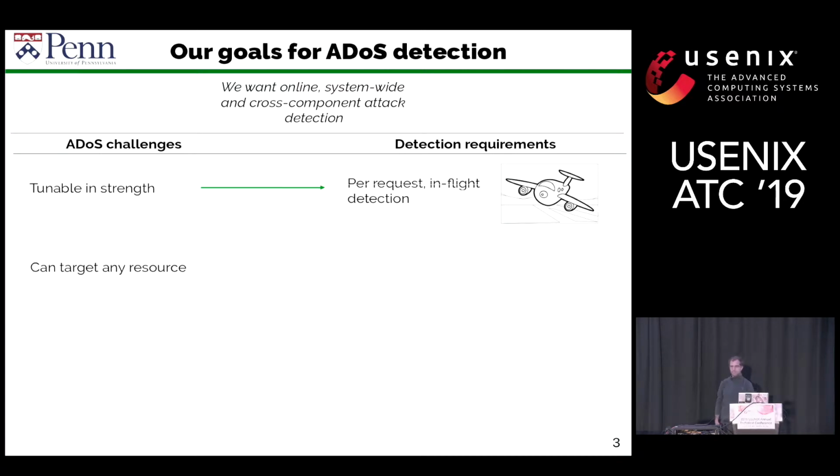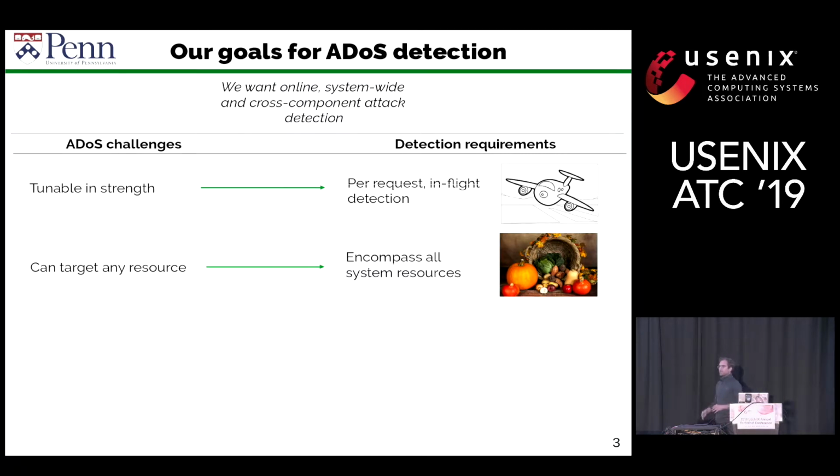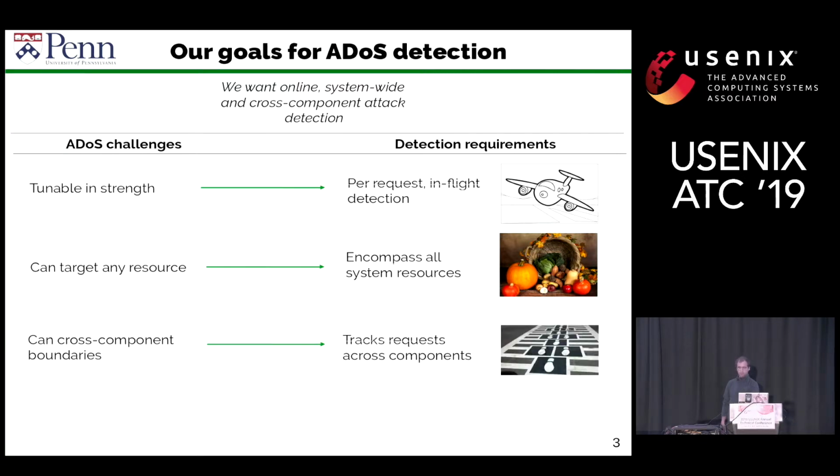The second thing is that those attacks can target any resources: bandwidth, memory, CPU, cache entries. So we really wanted a system which can encompass all the system resources. The third point is that those attacks can cross component boundaries. So assume a system where you have an HTTP front-end maybe and some business logic and a database. Your request can be crossing all those different components, and the sum of the resource consumption on all those components can actually be significant. So we wanted to be able to track requests across those components.